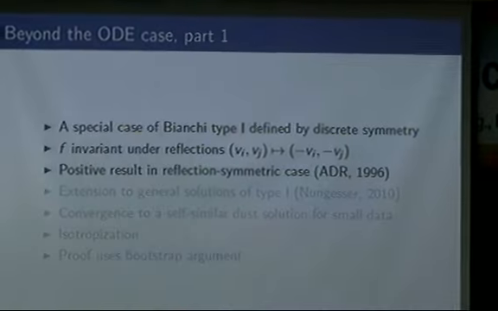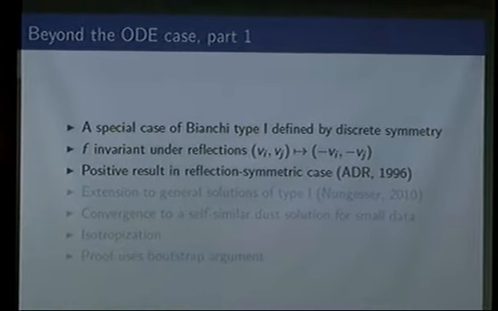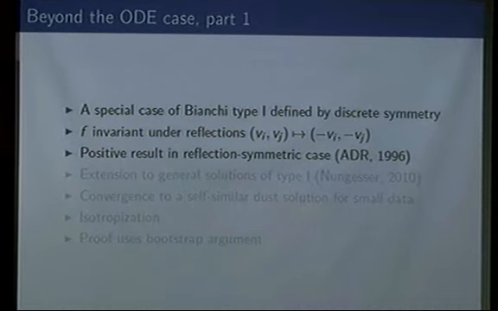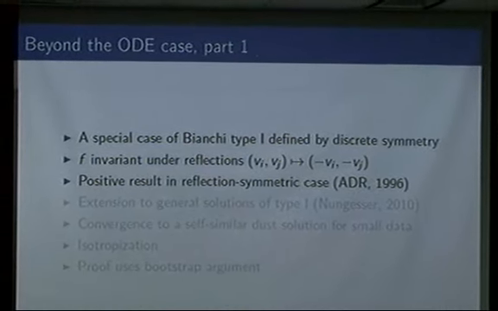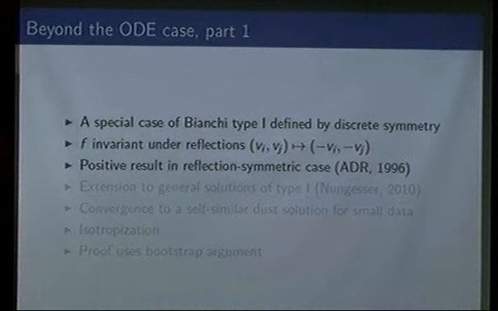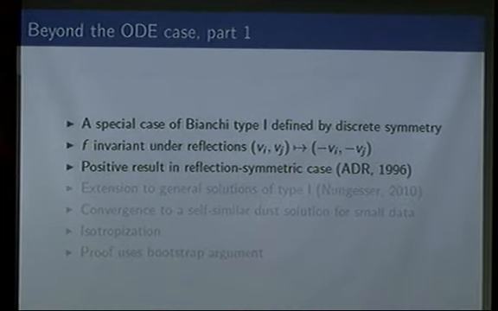So that's the motivation. And so now it turns out that in the reflection symmetric case, so when you have invariance of the solutions under these kinds of reflections, then again you can prove that you get untilted dust asymptotics.